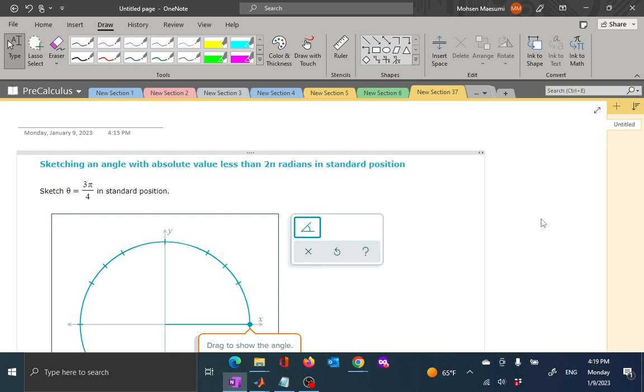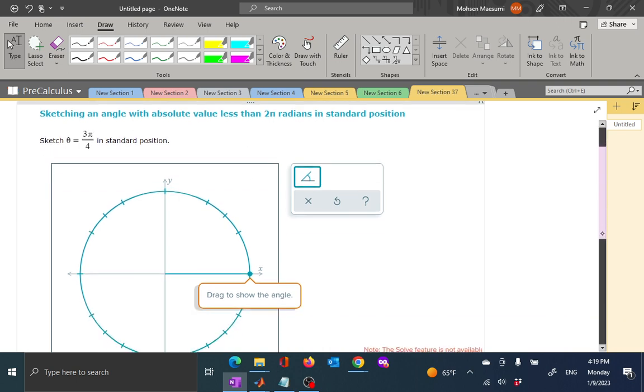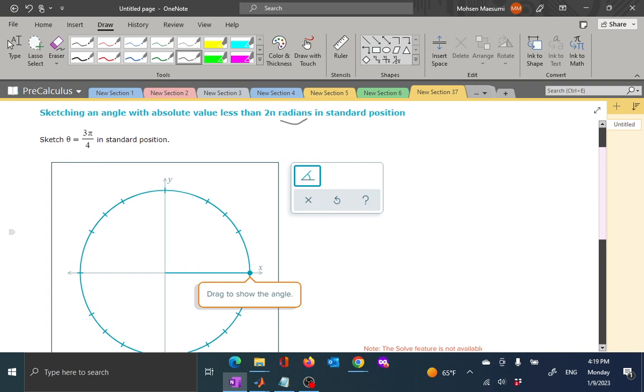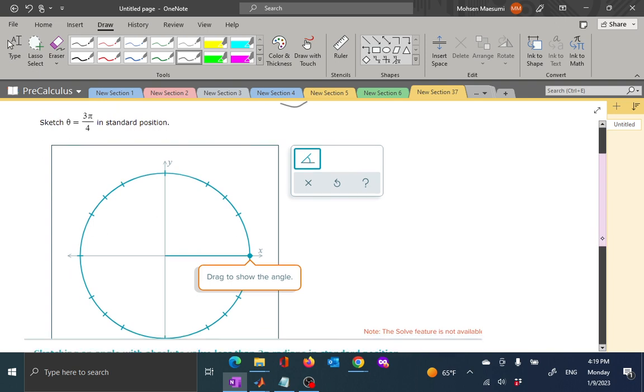Today's topic is sketching an angle with absolute value less than 2 pi radians in standard position. So very similar to what we did last time, except that this is in radians. That is the emphasis here. And the question is, we are given an angle, a famous angle, and we are to graph it.